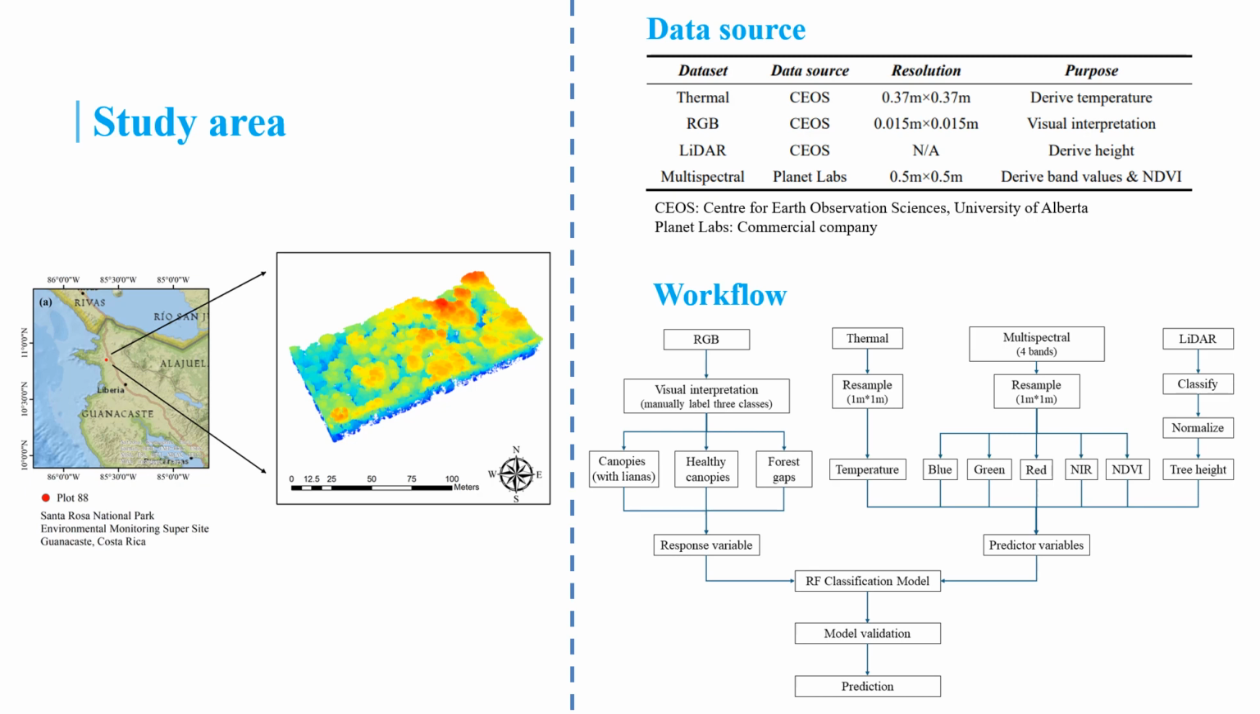I manually labeled 3 classes, lianas, healthy canopies, and forest gaps, based on the RGB photo, and that will be used as the response variable. Besides, the metrics extracted from the other remote sensing datasets will be used as predictor variables. Then I develop the random forest classification model, to test and validate it. Eventually, the developed model will be used to predict liana infestations in the unknown area.